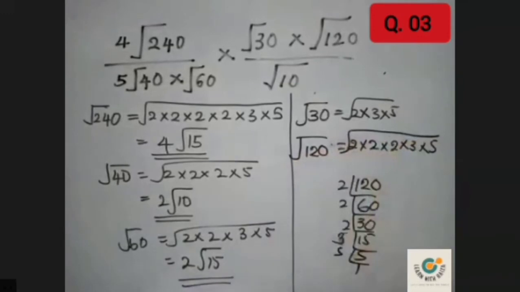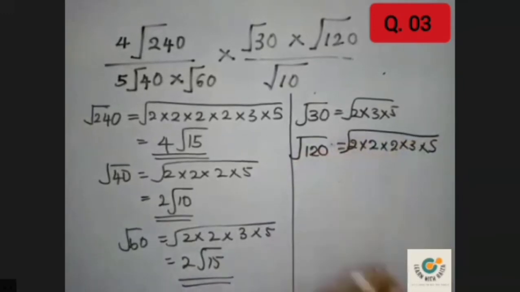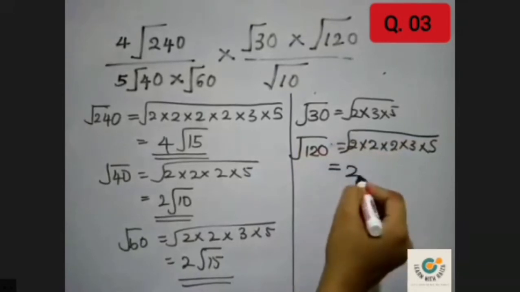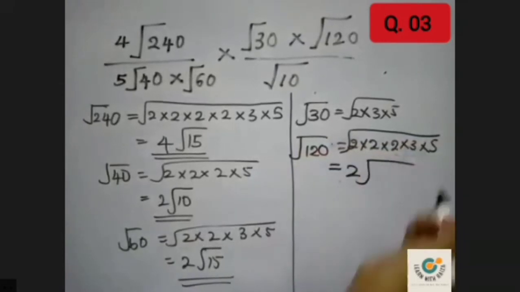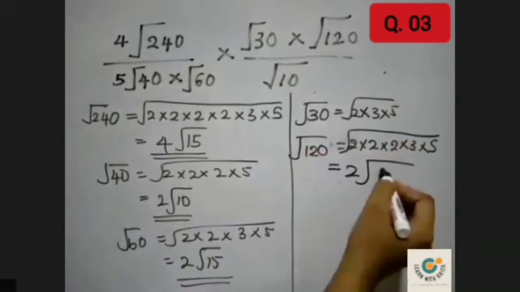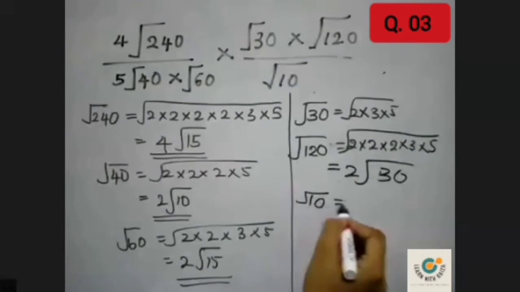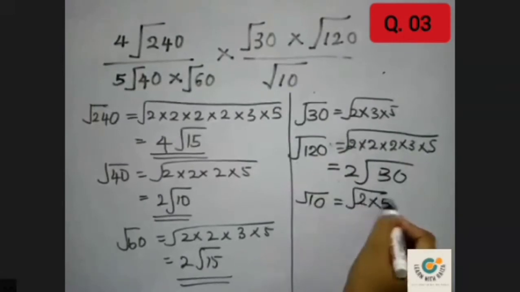Right, now look at the board. I can take the square terms out, right? 2 into 2, 4, 4 into 2, 8. But 4 is there, so I can take 2 out. Others I can put inside. 2 times 3, 6. 6 times 5, 30. Then root 10. Root 10, actually, we can't take out anything. So we have to write 2 times 5.